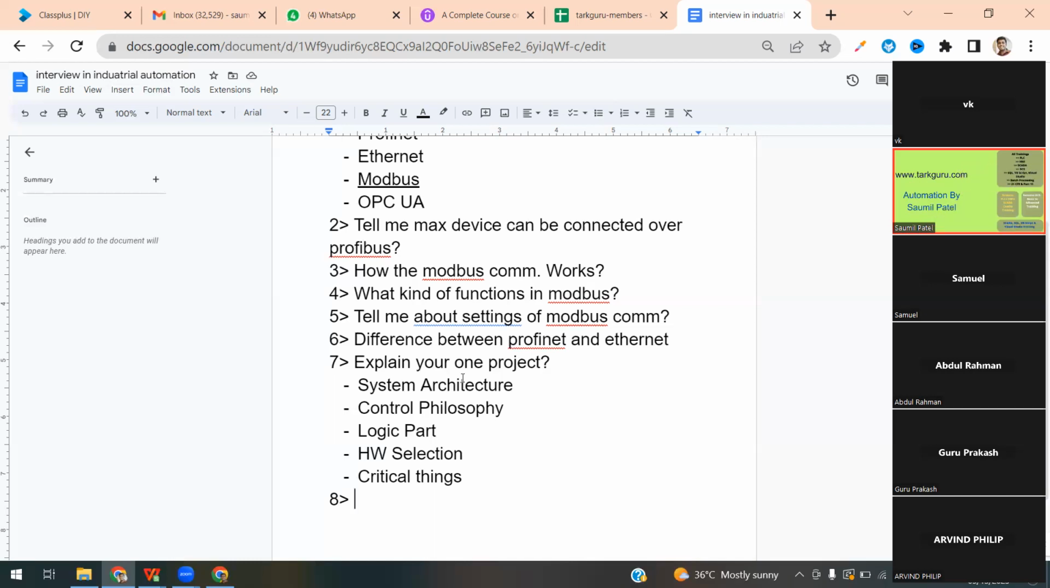Yeah. Thank you, Sujit. Thank you, Guru Prakash. I have limited battery in my laptop, so let me connect it. Thank you for remembering it. Yeah.